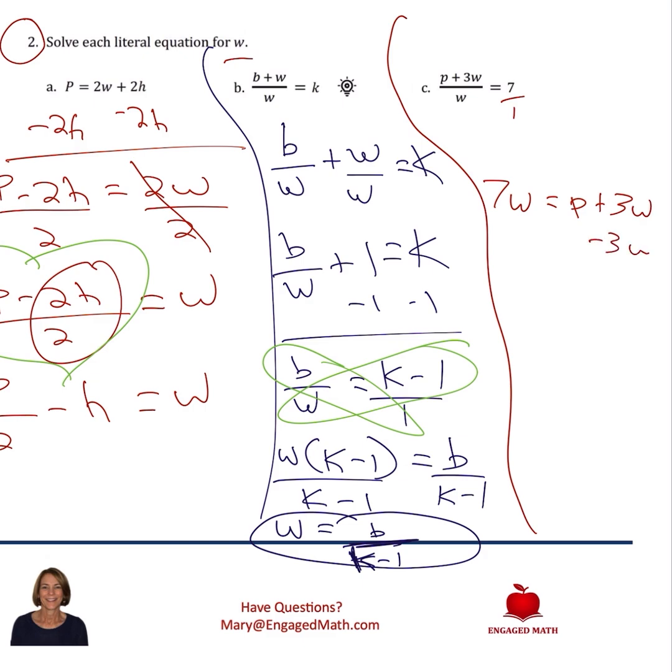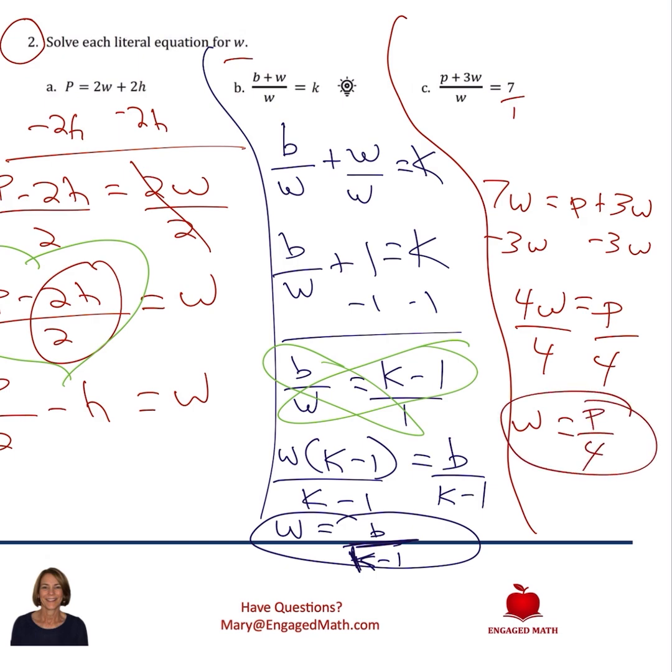Now simply subtract 3W from both sides and you're going to get 4W equals P. Divide both sides by 4. And your final answer is simply W equals P over 4. And you're all done.